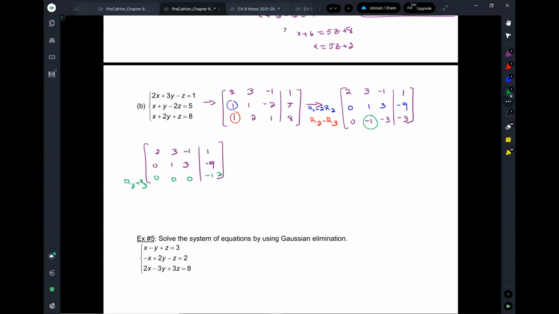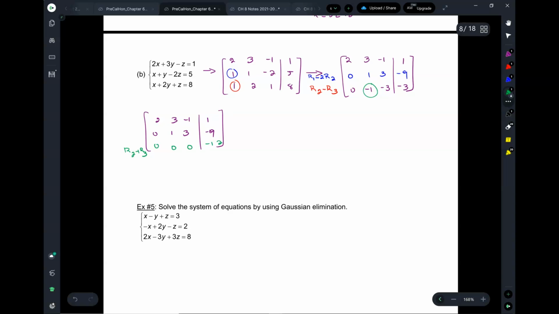What about that? I don't know. No solution. Right? What does that tell you? 0z is equal to negative 12. When is 0 equal to negative 12? Never. So that's no solution. Okay? So that's how we get no solution.